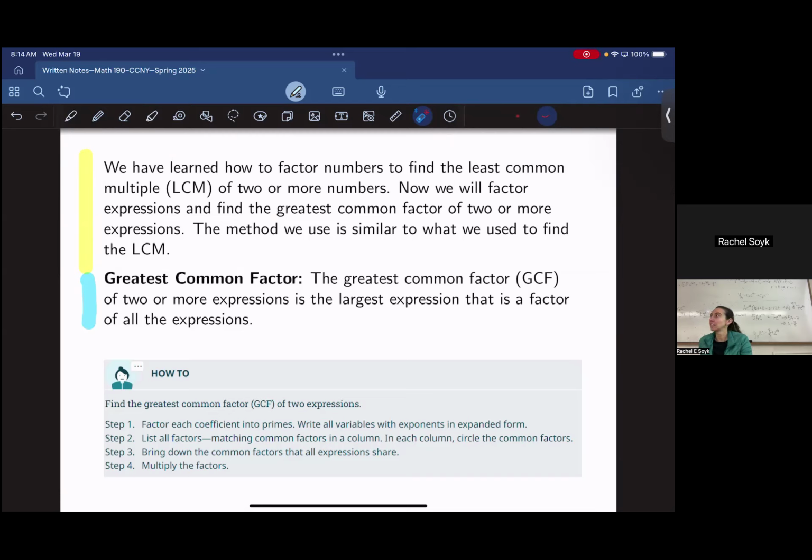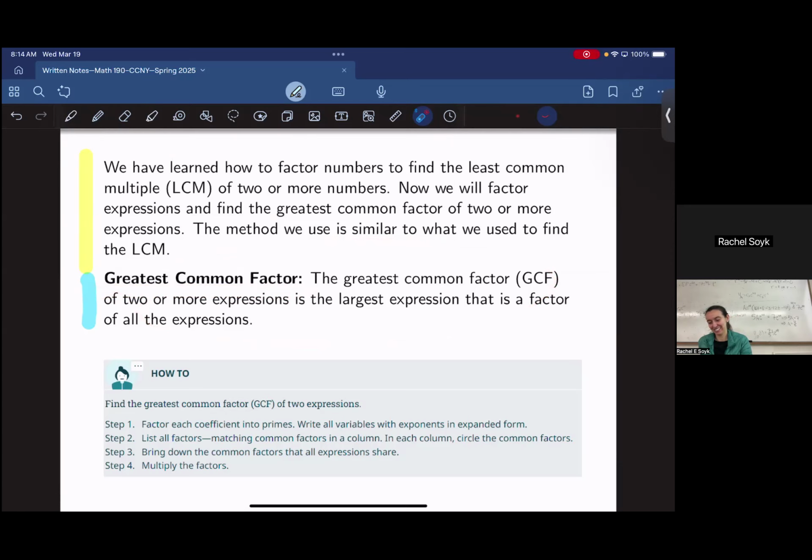Thank you. And then greatest common factor? Anthony, right? Alexander. I keep confusing your name. All right, Alexander, can you read this for me?